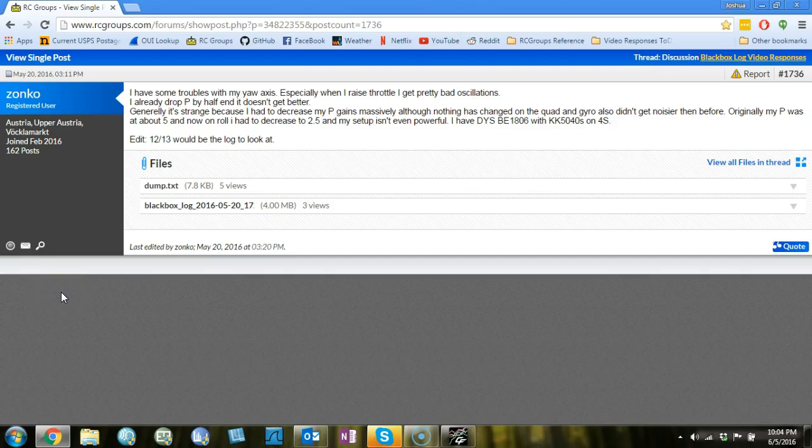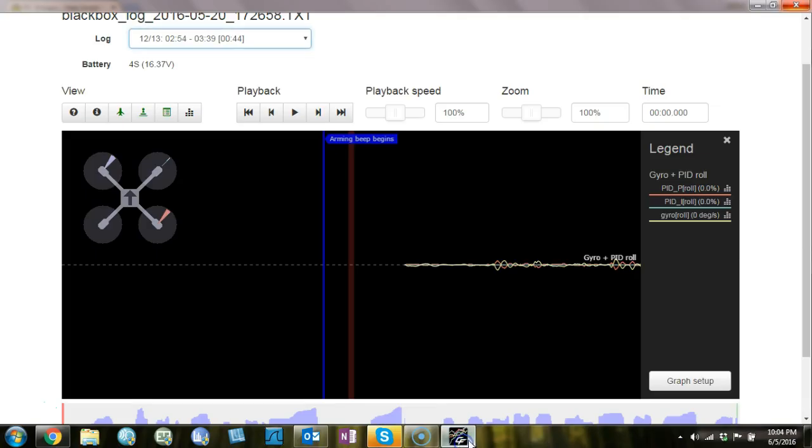Zonko is having trouble with oscillations on the yaw axis, especially when you raise the throttle. If you have throttle-dependent oscillations, then it's likely that you have excess P gain or perhaps excess vibration, but usually excess P gain. He says, though, that it's strange because he decreased his P gains massively, but nothing changed, and the gyro didn't change either. So let's take a look at the black box log and see what's going on.